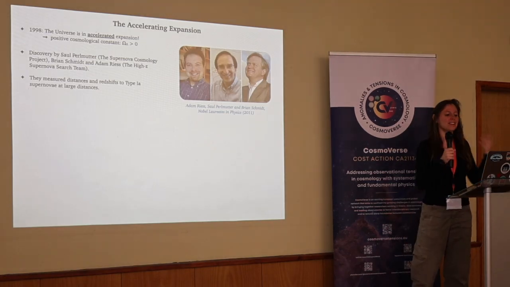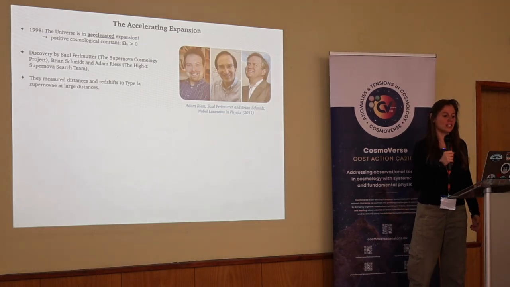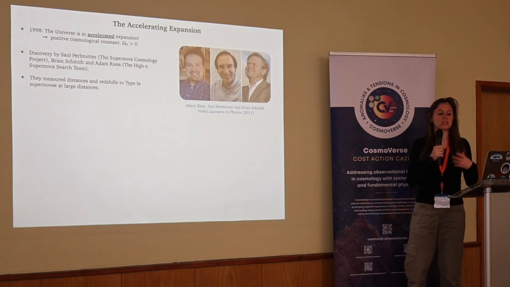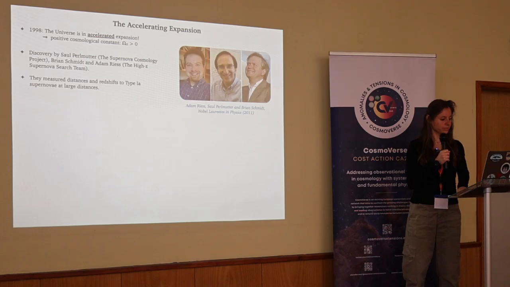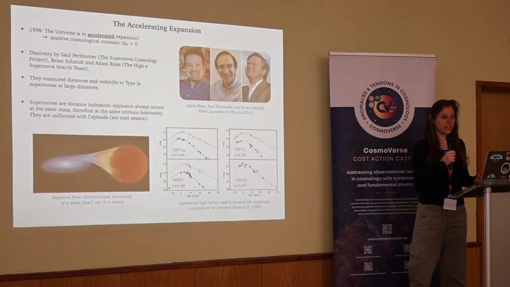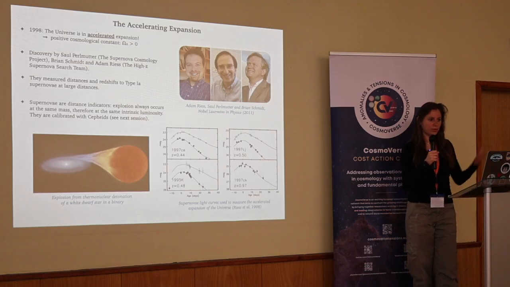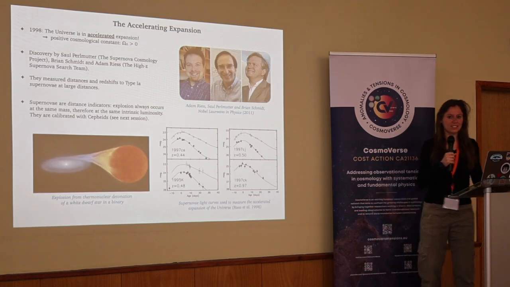So this accelerating expansion was discovered by both the Supernovae Cosmology Project and the High-Z Supernovae Search Team with Adam Riess, Saul Perlmutter, and Brian Schmidt. Basically, they used type Ia supernovae to measure that the expansion of the universe was accelerating. We're going to get back to that, but because this is the first session, I wanted to briefly introduce that. The point here is really to repeat these concepts.